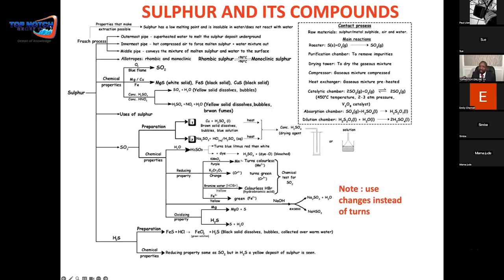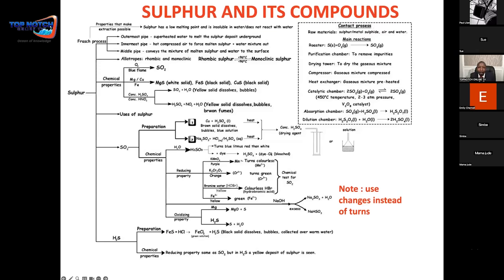The method: flue gas is F-L-U-E gas, and I know you know how to write gas. Then desulfurization is D-E-S-U-L-P-H-U-R-I-Z-A-T-I-O-N, desulfurization device. So flue gas desulfurization method, that's it. FGD in short.